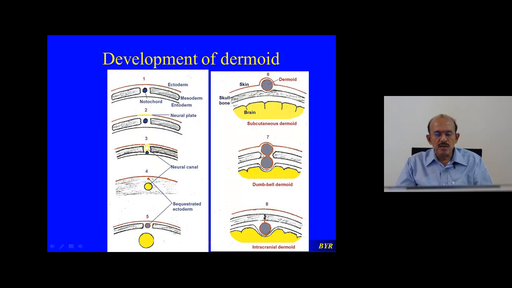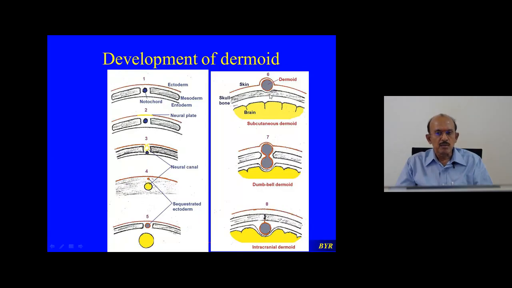It will be in the middle of the mesoderm. So the mesoderm cannot unite here. So there will be a hole in the skull bone. With the result, part of the dermoid is outside the skull and part of the dermoid is within the skull. So this is called a dumbbell dermoid. On rare occasions, the sequestrated epidermis may grow deep to the mesoderm and form an intracranial dermoid like this, with compression effects on the brain. So these are the types of dermoid formation.